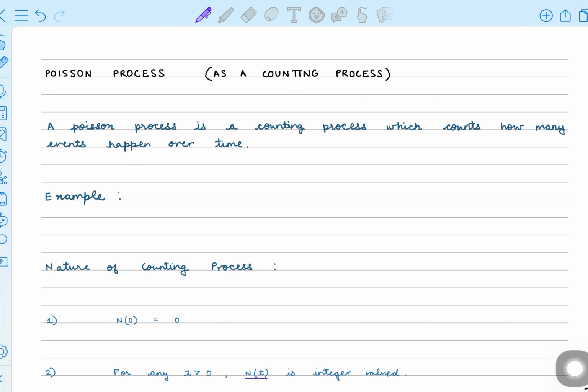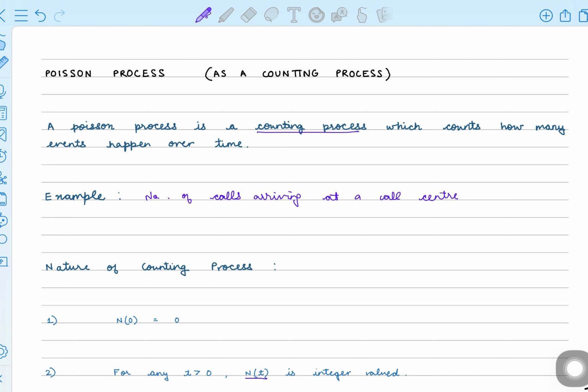We start by understanding what a Poisson process is. A Poisson process is essentially a counting process which counts how many events occur over time. For example, think of real-life situations like the number of calls arriving at a call center, the number of customers entering a shop, or the number of accidents on a road. In all these cases, events happen randomly over time, and we can count how many have occurred.